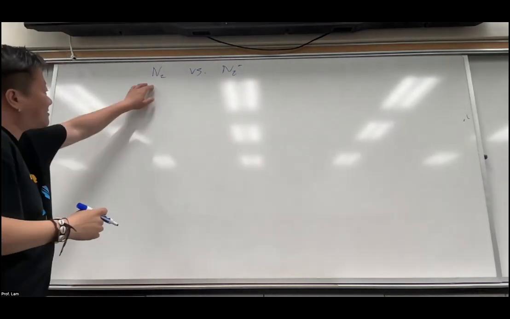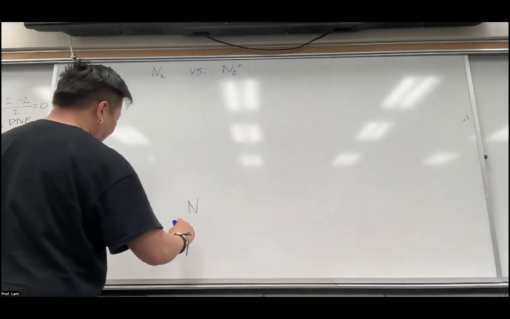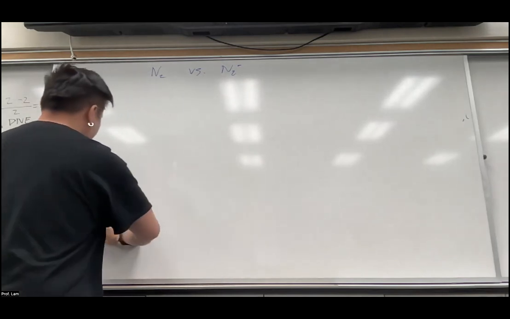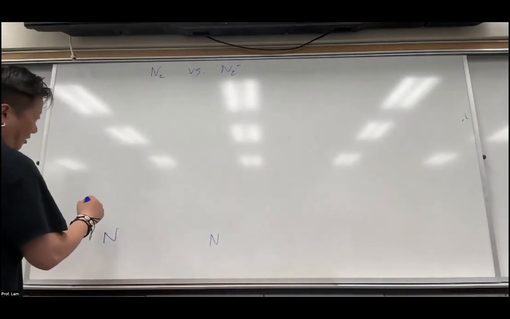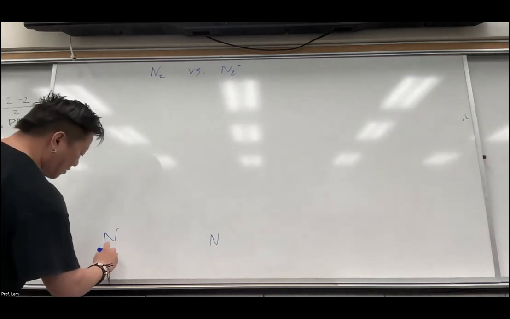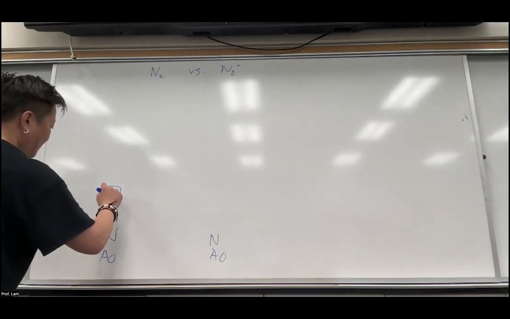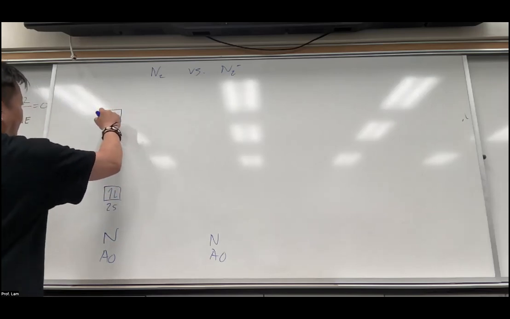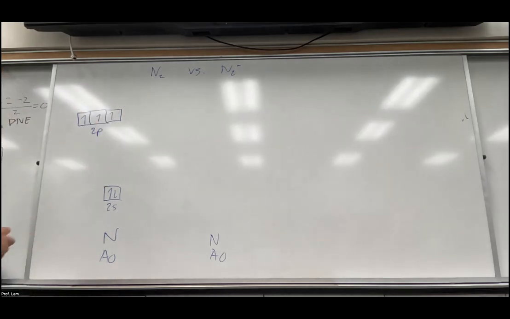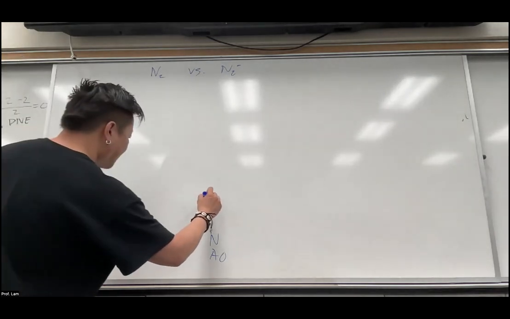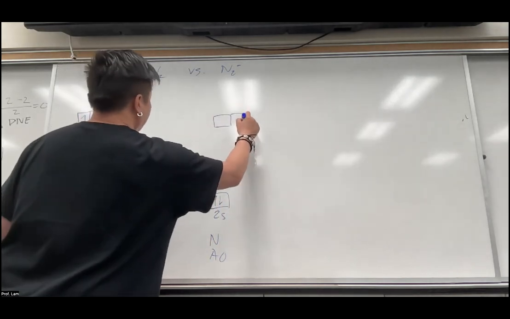Okay, let's do N2 first. The two atoms that go into making N2 are N and N, and we're going to come up with the molecular orbital diagram of N2. So we start with the atomic orbitals of N. It's going to be 2s2, 2p3, right? And then the same here for this N: 2s2, 2p3.